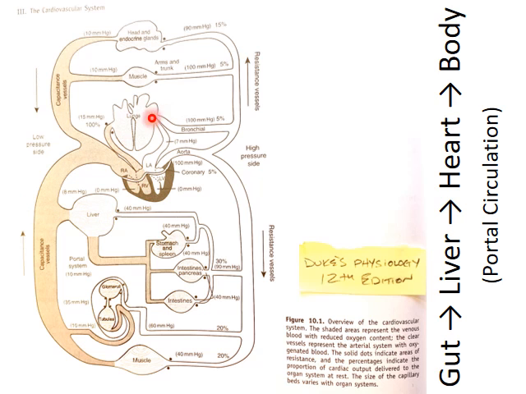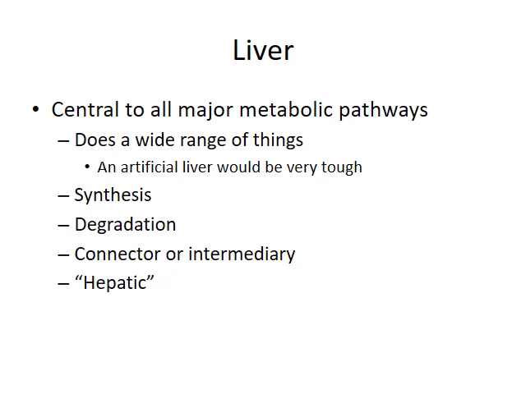This is where we start to ask, how does this go through all the body? How do things get delivered? How do those nutrients get processed by the liver and sent out to the body in a number of different directions? Muscles, brain, all those things. So: gut, liver, heart, body. This is the portal circulation, which is illustrated right here. The liver is central to all major metabolic pathways.